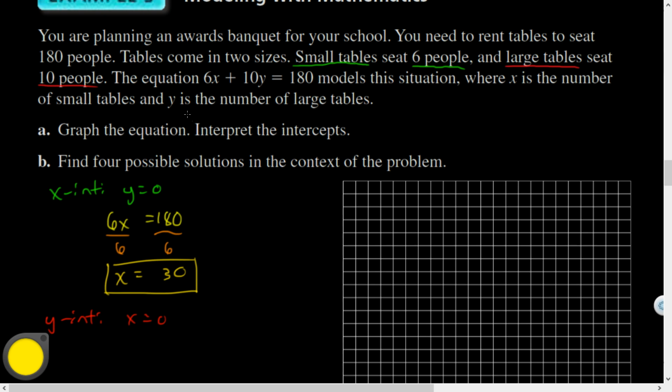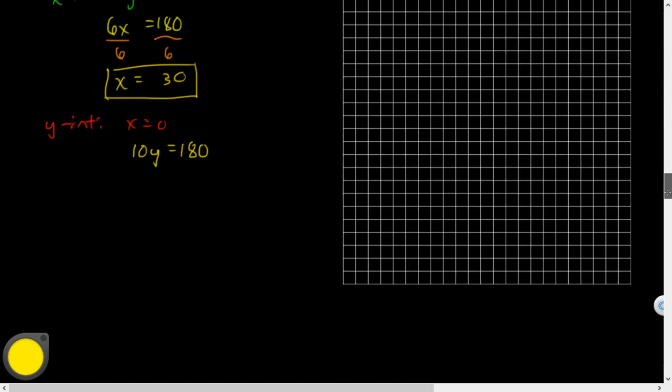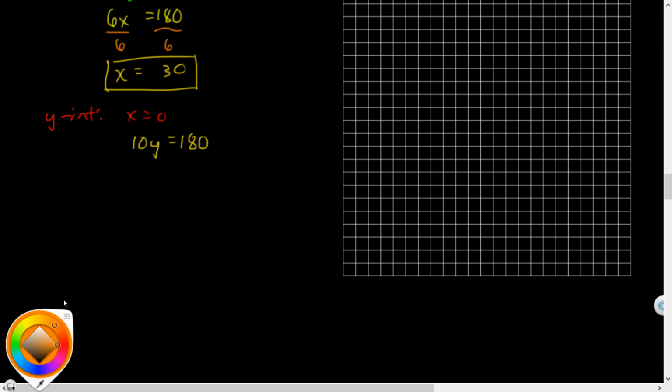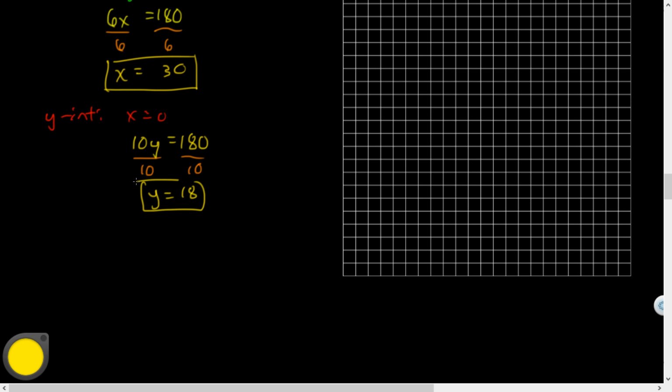And let's see. So I'm plugging in 0 for x. So yeah, here we go. So I'll have 6 times 0 is 0. So this equation will be 10y equals 180. So in order to solve that, divide both sides by 10. And in this case, I get y equals 18. All right, so we've got to now figure out our axes for this problem.